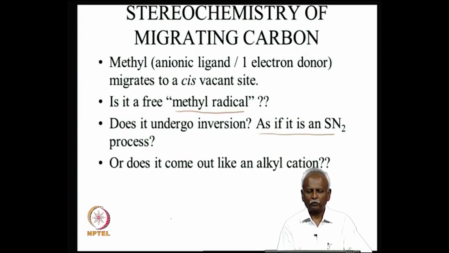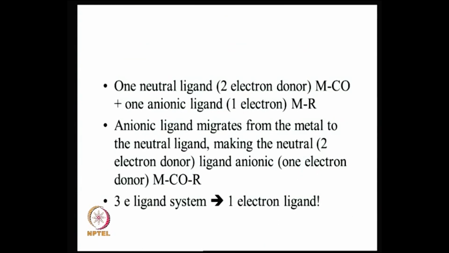So, if we use the neutral method of electron counting, we would think of it as a radical species. I have mentioned it here as a methyl radical, but it could also be an alkyl radical that is migrating. Now, if you use it as an anionic species, then we would imagine that it is undergoing an SN2 type of reaction. Let us look at some of the features of this migration reaction.